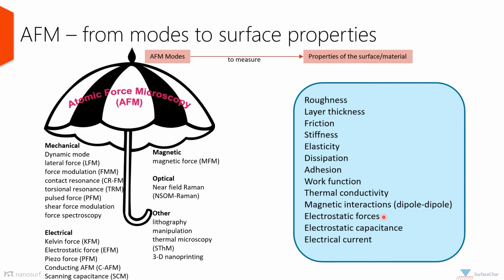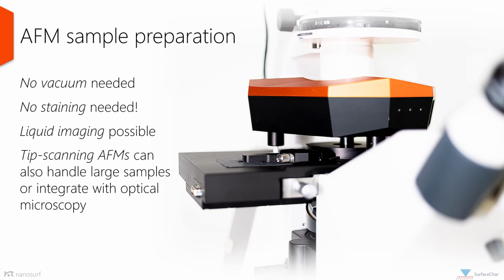electrostatic forces on samples. Before we can measure a sample with one of the modes mentioned before, we have to make sure that the sample is prepared in a correct way. The advantage of AFM is that there is typically not a lot of sample preparation that needs to be done. We don't have to put samples in vacuum, we don't have to stain or coat them. We can even work in liquid environments. With tip scanning AFMs, we can also handle very large samples if we have a proper stage to allow this.